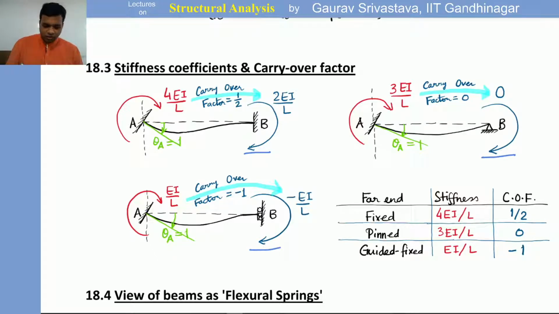Okay. Now to induce a value of 1 unit rotation at joint A, right? So now we are just setting all the thetas to 1. That will mean that whatever moments we required can now be called stiffness coefficients, right? So the stiffness coefficient in this case at joint A is the moment required to produce a rotation of 1 at joint A, right? And that is 4 EI by L.